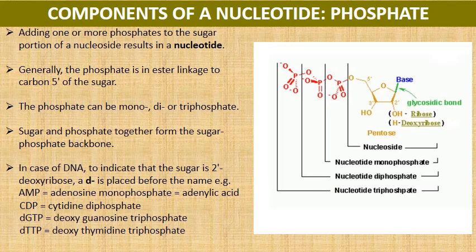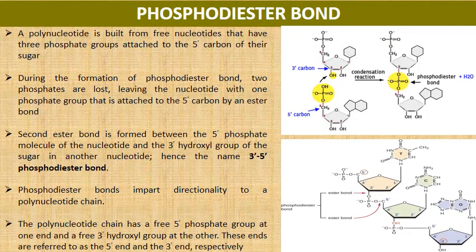As can be seen from the diagram or the image, we can see presence of 1, 2 or 3 phosphate groups. Next we come to the bond which holds these nucleotides together. This is known as the phosphodiester bond.